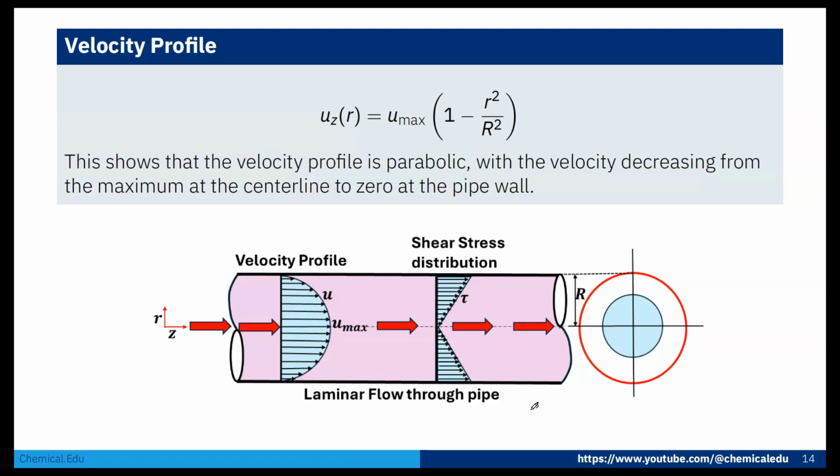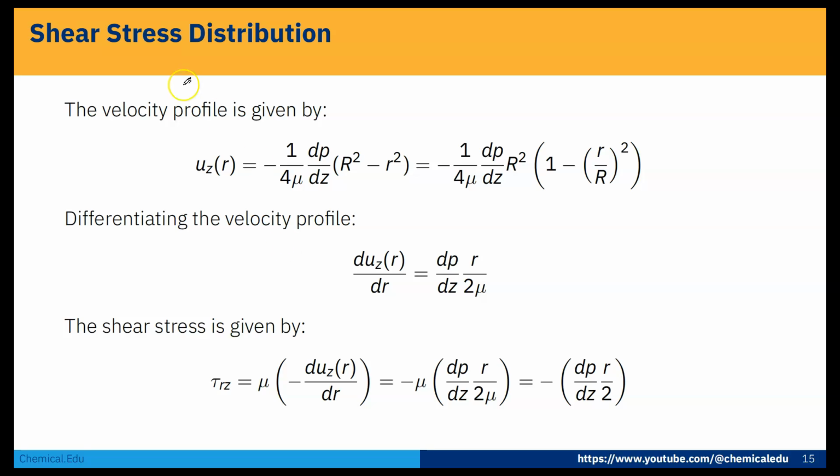So now again the velocity profile. Already we know, from this equation also we can tell that maximum velocity is at the center and zero velocity at the wall of the pipe. So this equation shows that the velocity profile is parabolic with the velocity decreasing from the maximum at the center to 0 at the wall. As you go toward the wall, the velocity is decreasing, and at the wall velocity is 0, means no slip boundary condition is applied.